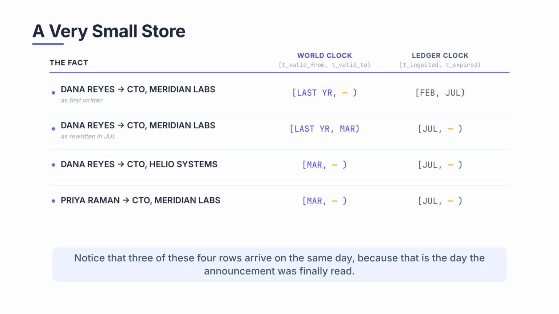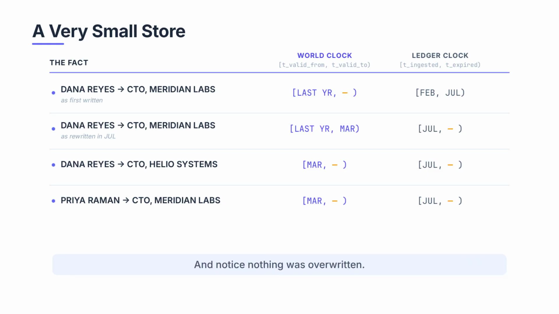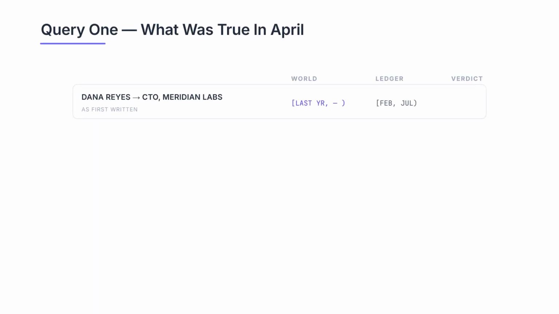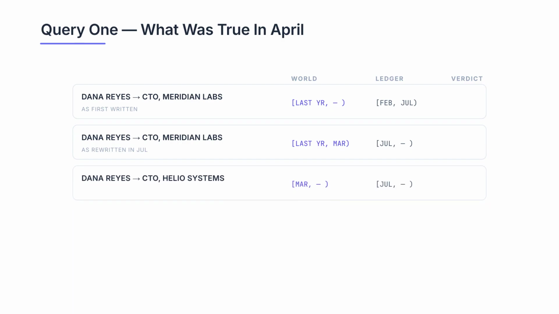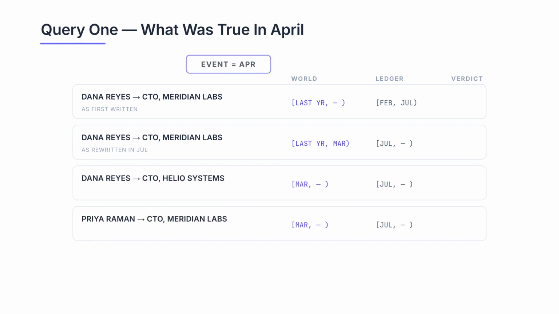Notice that 3 of these 4 rows arrive on the same day, because that is the day the announcement was finally read. And notice nothing was overwritten. The store grew. Query 1. What was actually true in April, given everything we know today? Event clock pinned to April, ledger clock set to now.